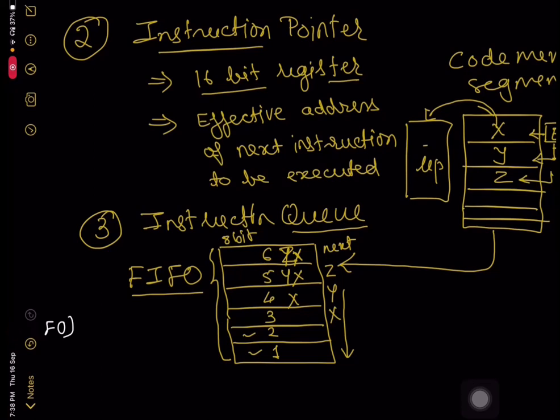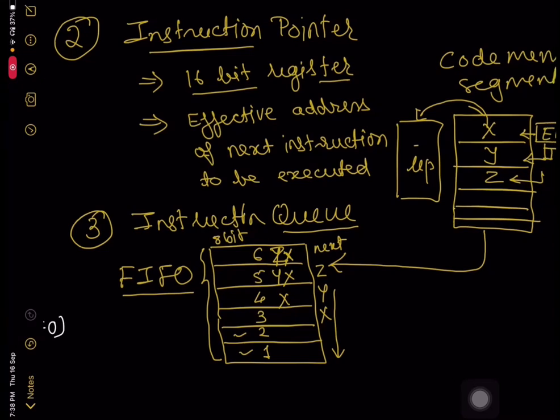So one instruction may occupy 1 byte of the instruction queue. It may occupy 2 bytes, maybe 3 bytes, or maybe up to 6 bytes. The maximum instruction that is available in the 8086 has a length of 6 bytes. That is why the instruction queue of 8086 has 6 registers. So this is the purpose of instruction queue.